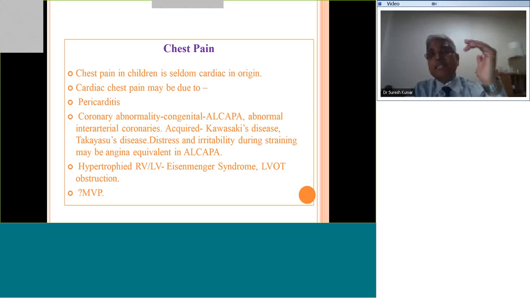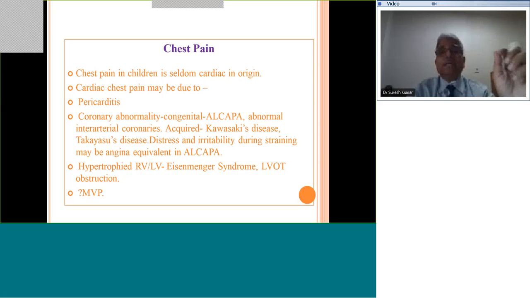A coronary artery may course between the aorta and the pulmonary artery, and during exercise, this may cause compression, and the patient may get an exercise-induced symptom. Or acquired coronary artery abnormalities can occur in conditions like Kawasaki's disease and Takayasu's disease, where you can get an angina-like situation. Distress and irritability during straining may be the angina equivalent in ALCAPA in an infant.